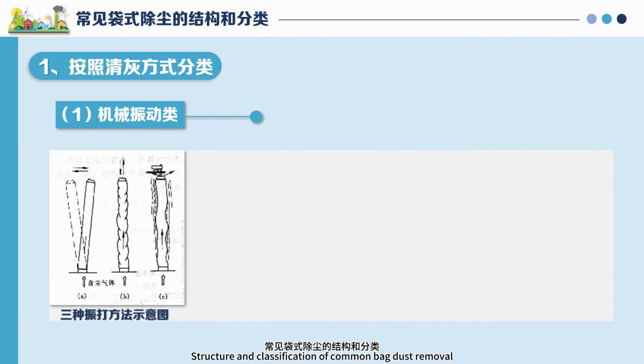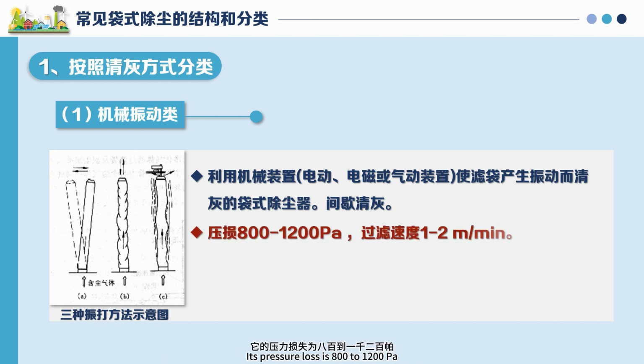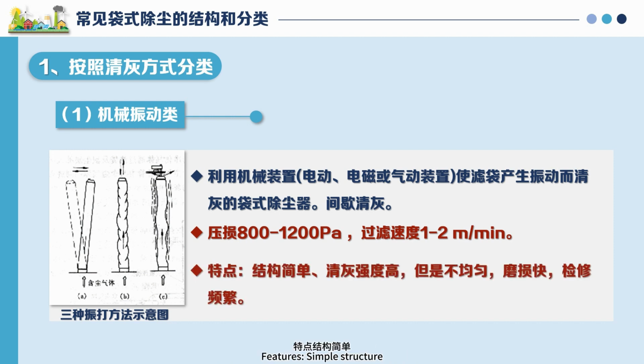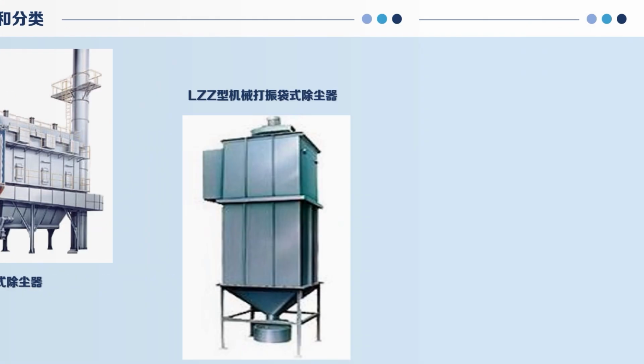Structure and classification of common bag dust removal. 1. According to the classification of dust removal methods, there is mechanical vibration, utilizing mechanical devices such as electric, electromagnetic, or pneumatic devices. A bag filter that cleans dust by vibrating the filter bag, with intermittent cleaning. Its pressure loss is 800 to 1200 pascals. The filtering speed is 1 to 2 meters per minute. Features: simple structure, high cleaning strength but uneven, fast wear and tear, frequent maintenance. This is a picture of a mechanical shock bag filter.